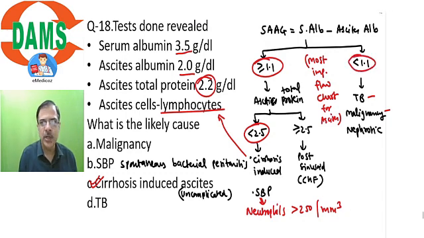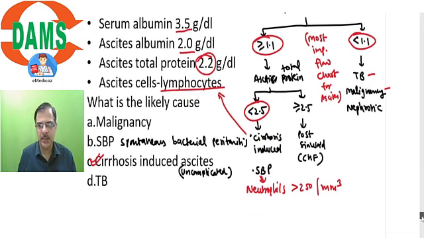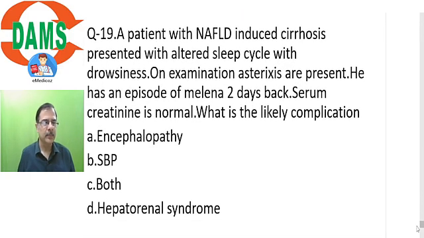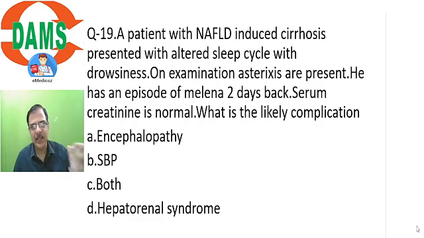Now coming to the last patient coming to us in the emergency. Let's solve this case also. A patient with non-alcoholic fatty liver disease induced cirrhosis presents with altered sleep cycle and drowsiness. On examination, asterixis is present. He has an episode of melena 2 days back. Serum creatinine is normal. What is the likely complication of this patient?